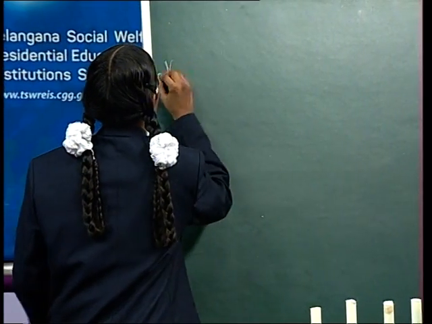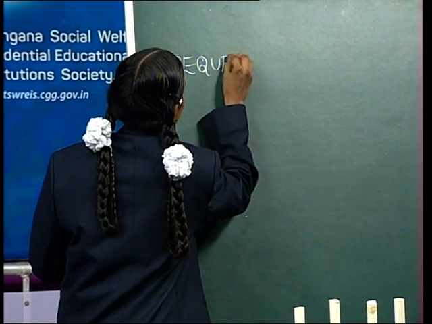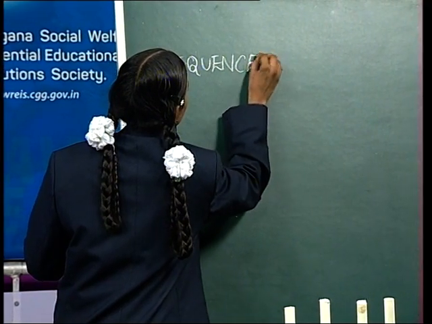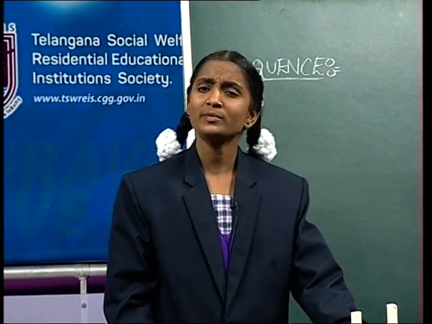Can you tell the other word for order? Yes, that is sequence. The other word for order is sequence. What do we mean by sequence?